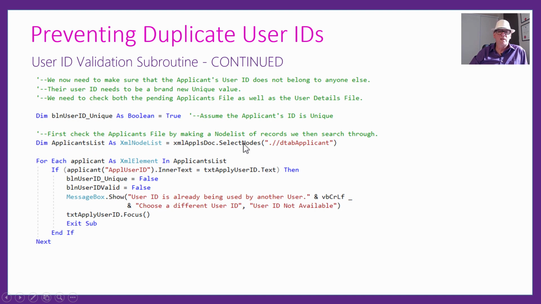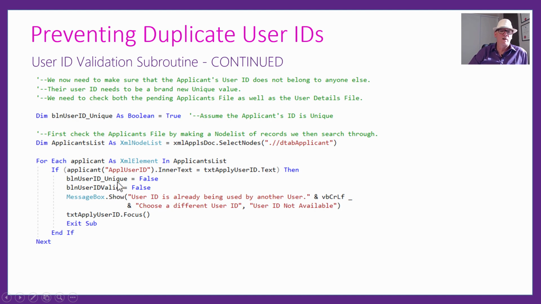So we go to our document, we select out nodes based that they are members of the DTAB applicant record, okay? And that'll get all the fields for each DTAB applicant record, which we've got in that XML doc. And then we can search through that. So we go for each applicant element that's in that list that we just made of all their fields. We're interested in the applicant user ID. And if the inner text of that, what's inside the tags for that value, is equal to the one that's on the form here, well then we've got a problem.